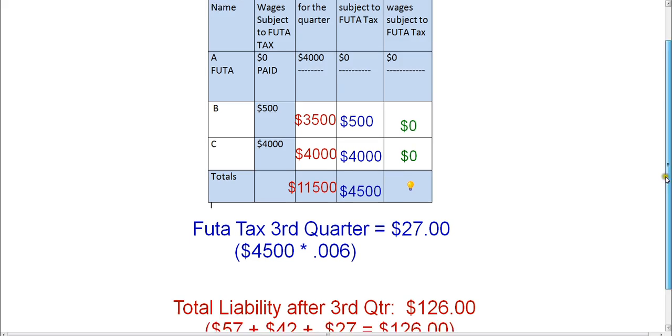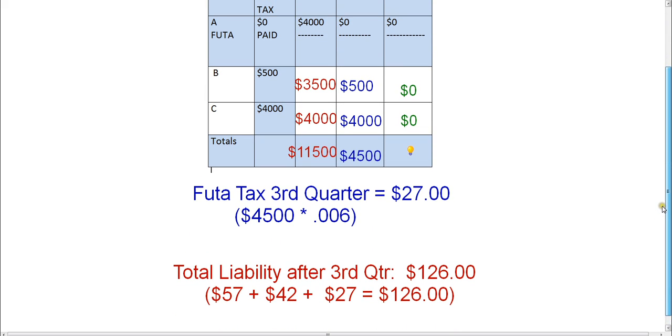Okay, so again, this is just a way to keep track of your FUTA liability to make sure that you are paying the federal government at the time that you reach a $500 liability.